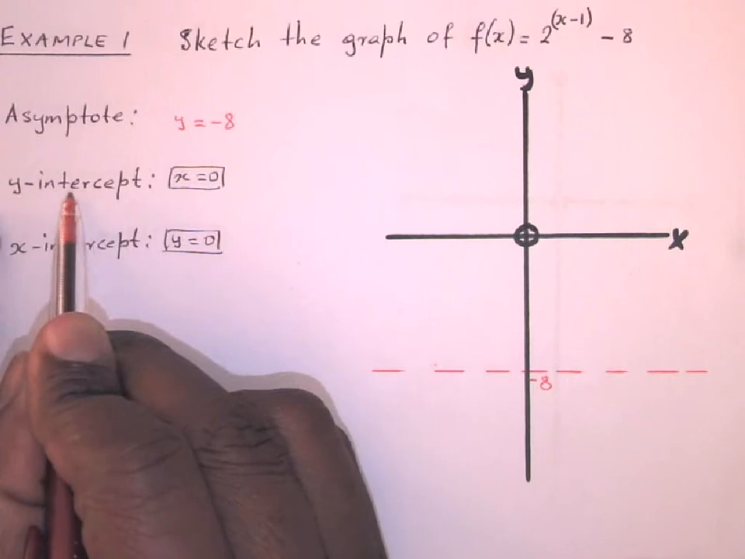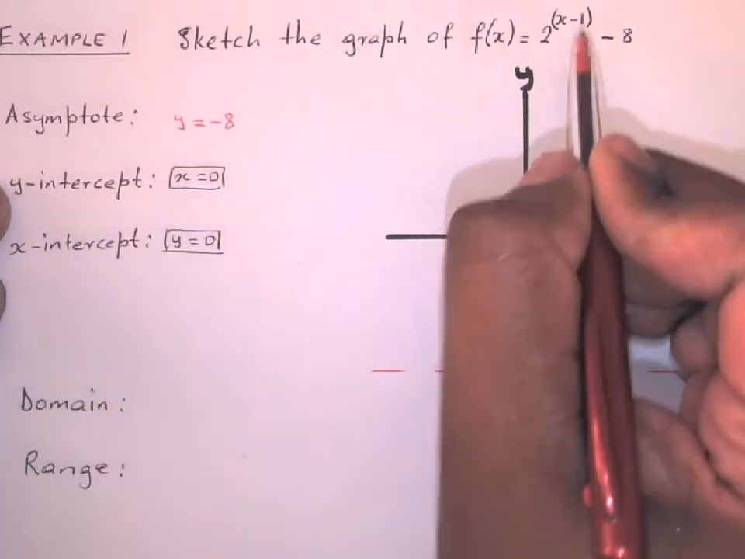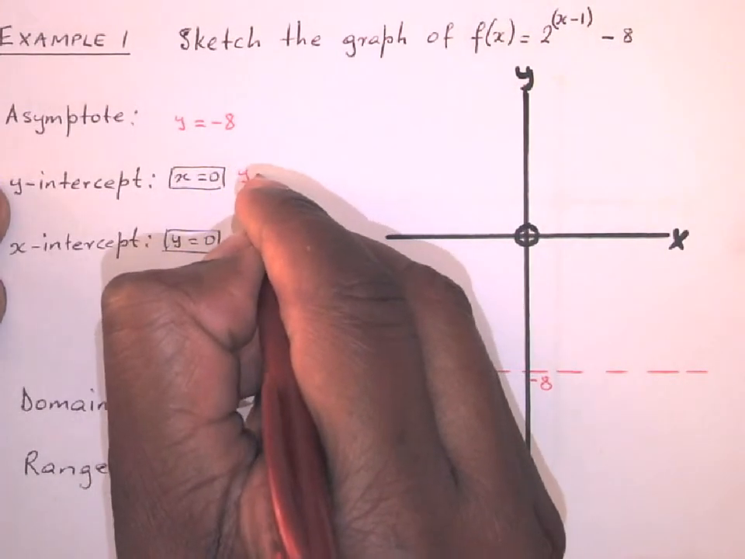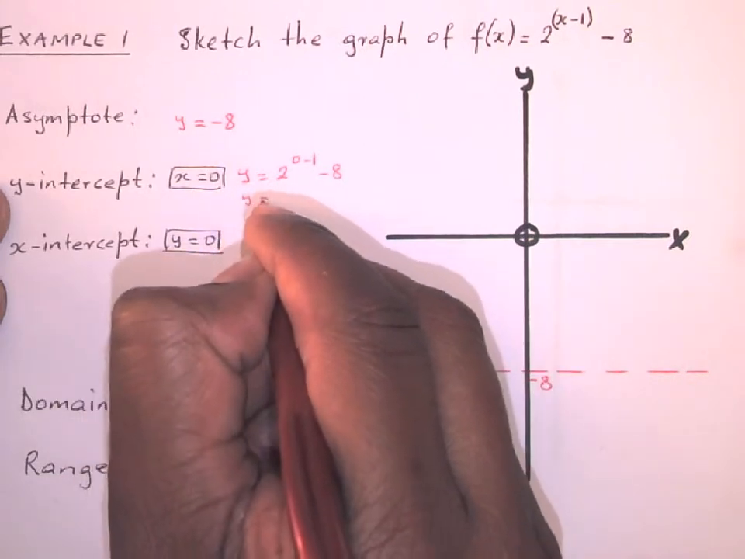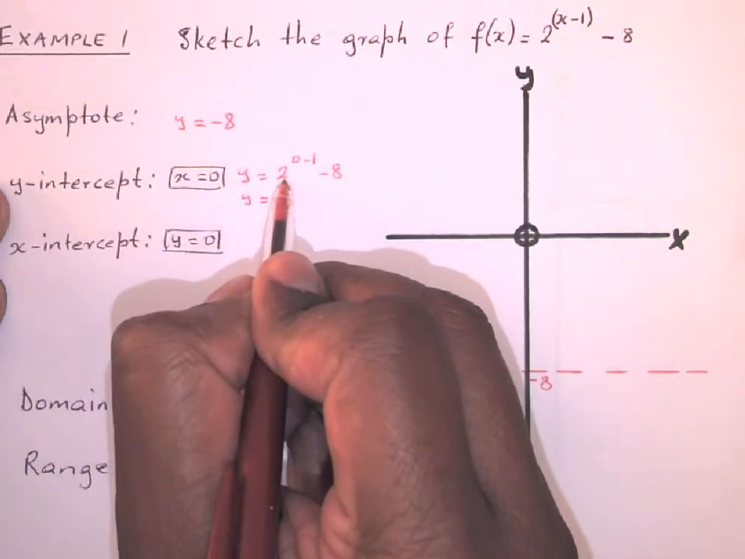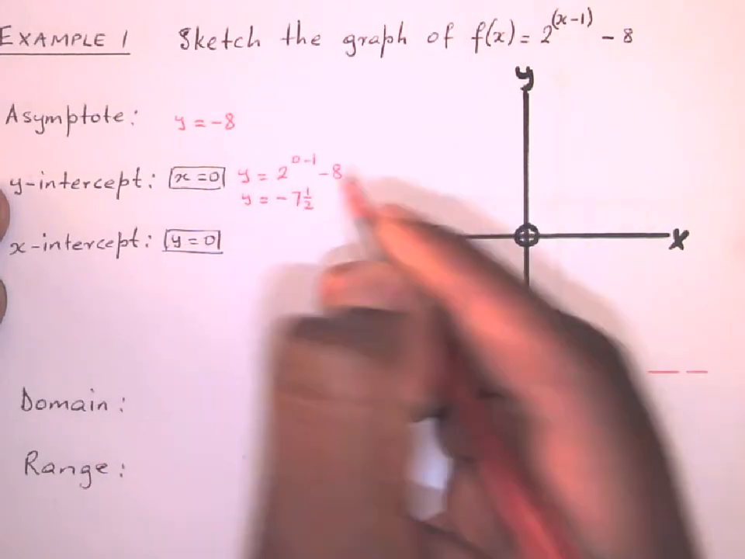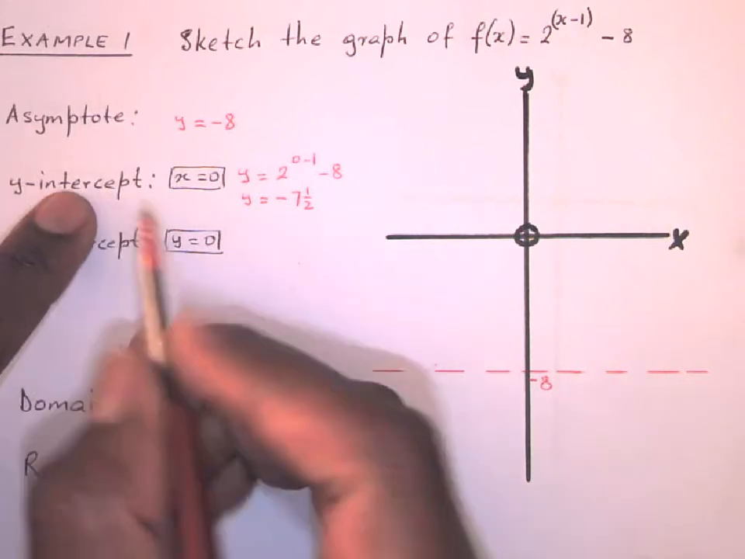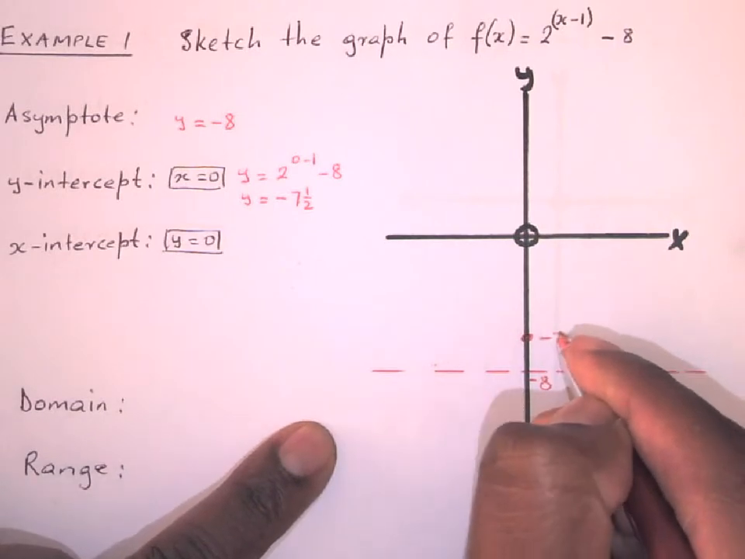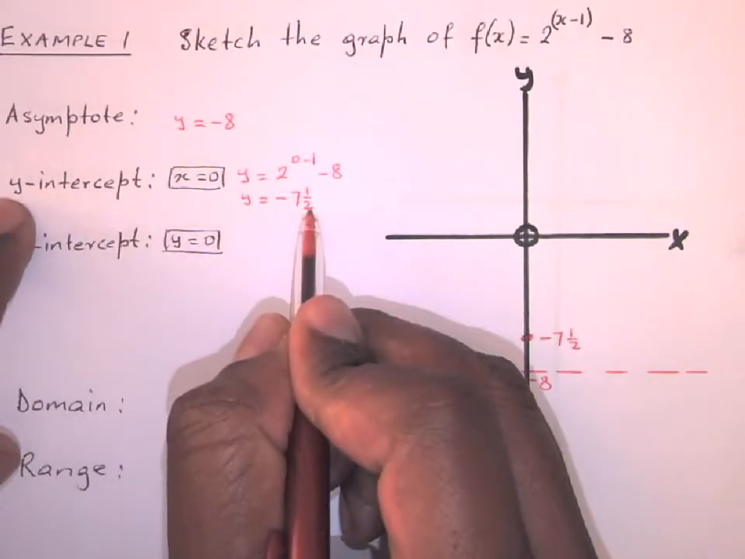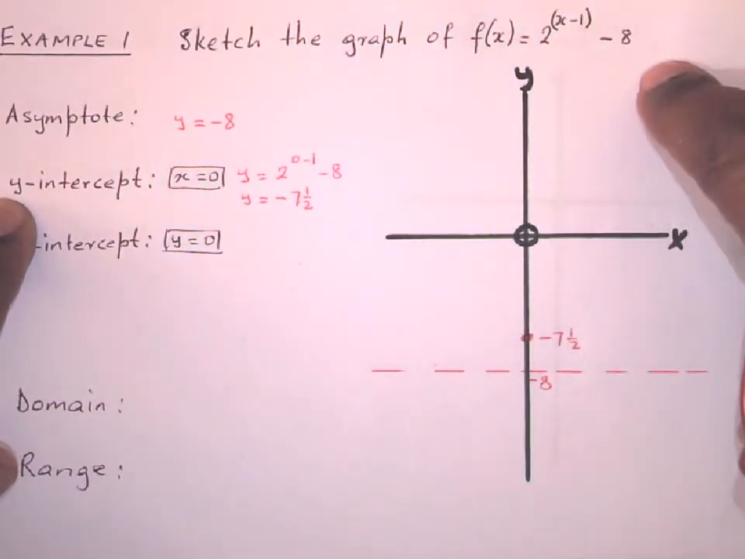The next thing that we know is that we've got to try and find the y-intercept. The y-intercept is when x is 0. If I plug in 0 there, it means that I have y is equal to 2 exponent 0 minus 1, then minus 8. When we simplify this, 2 exponent 0 minus 1, that's a half. A half minus 8, that is minus 7.5. Which means that our graph has got a y-intercept at minus 7.5. That is our y-intercept. Note that this is an increasing function, so the graph will be going up like that.